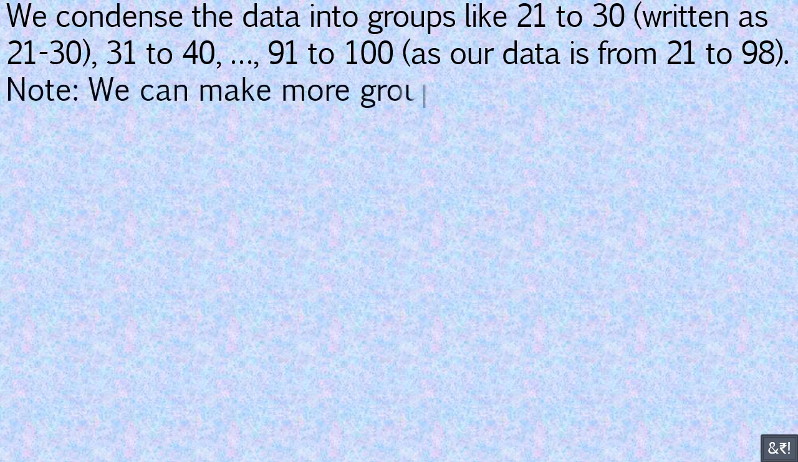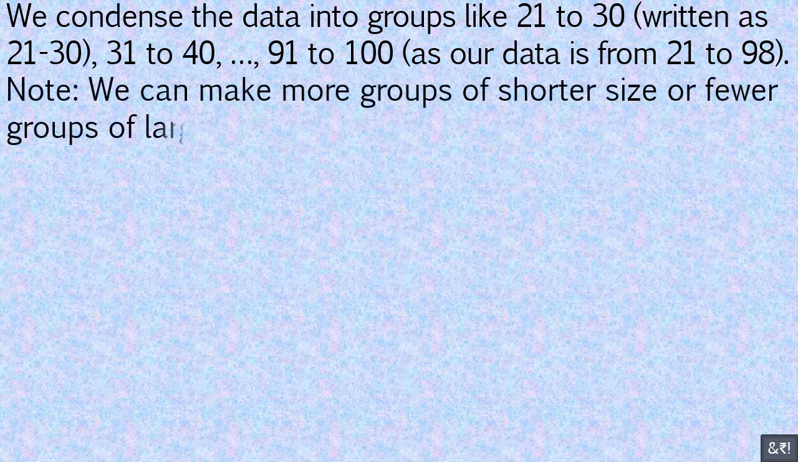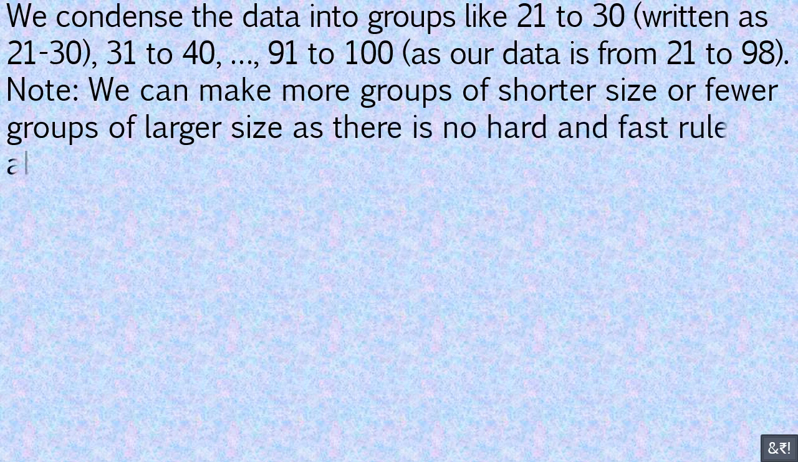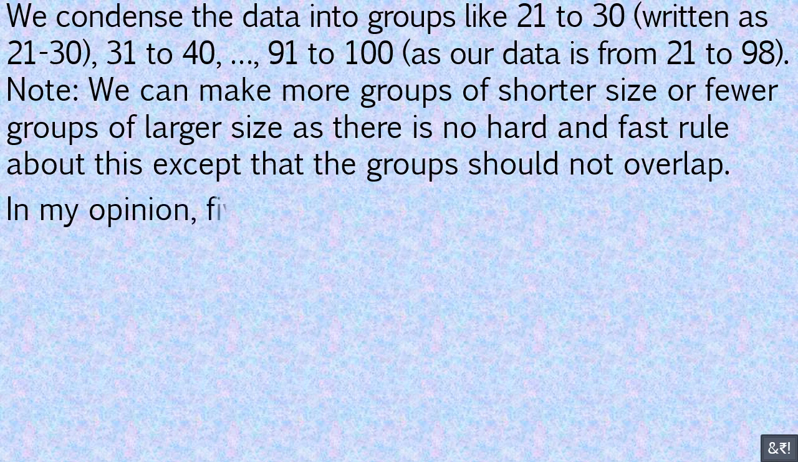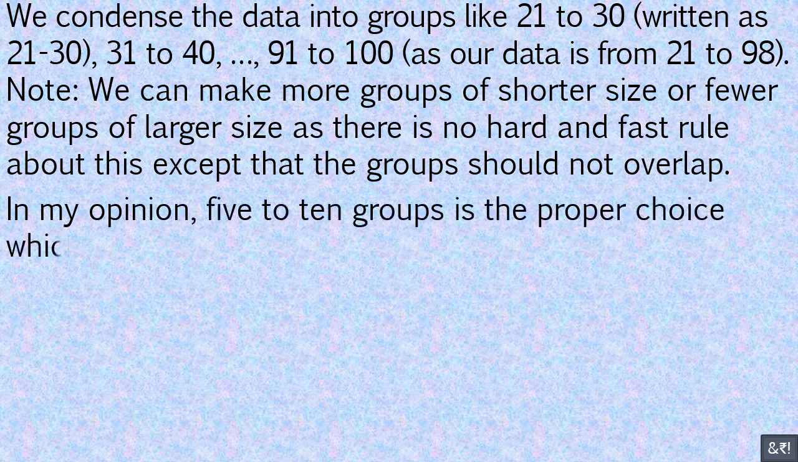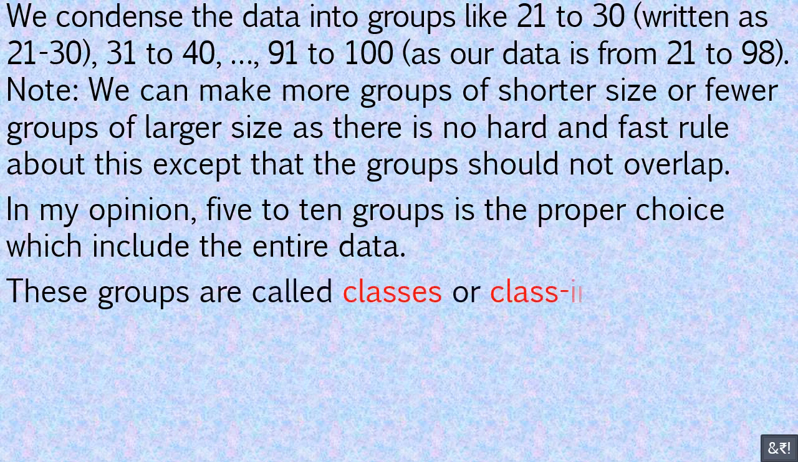Note, we can make more groups of shorter size or fewer groups of larger size, as there is no hard and fast rule about this except that the groups should not overlap. In my opinion, 5 to 10 groups is the proper choice, which include the entire data. These groups are called classes or class intervals.